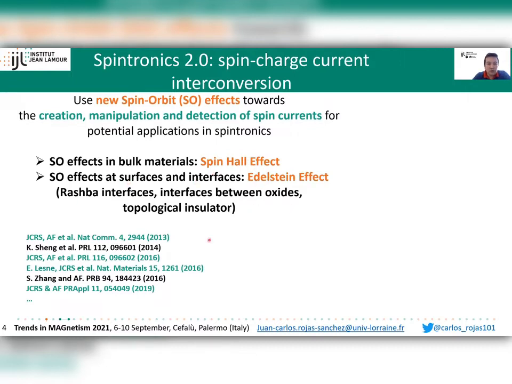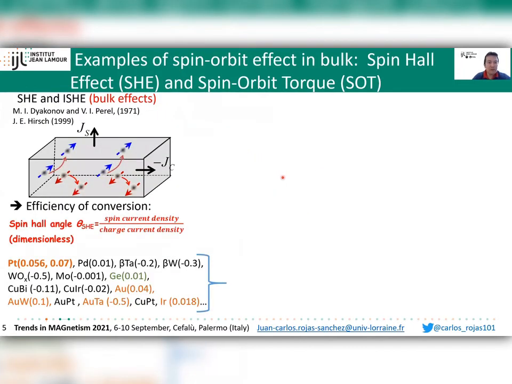I will not discuss what is happening in Rashba systems, metallic oxides, or topological insulators. Here are a few references, which are not exhaustive. Also, there is a nice review. What I want to discuss today is the bulk effect, the spin Hall effect first, and this happens in a material with a strong spin orbit coupling.